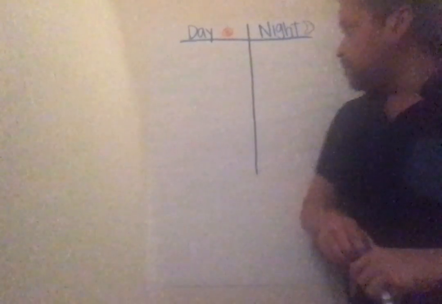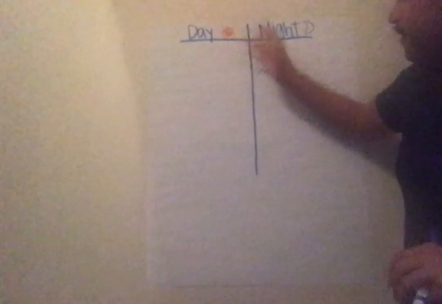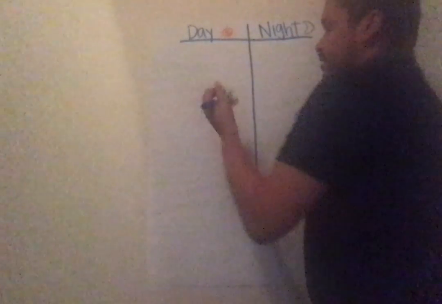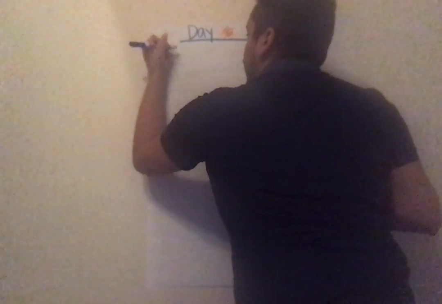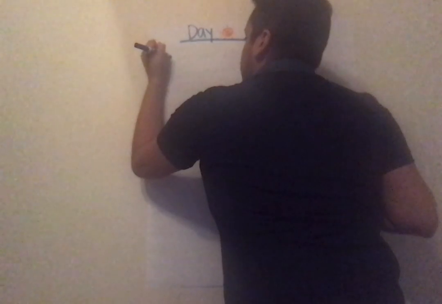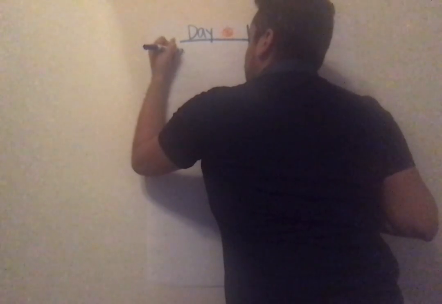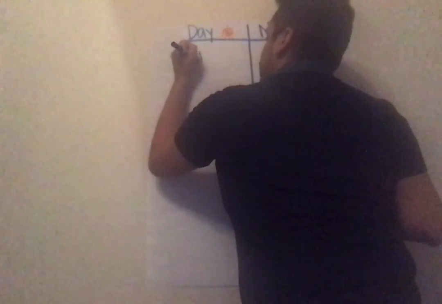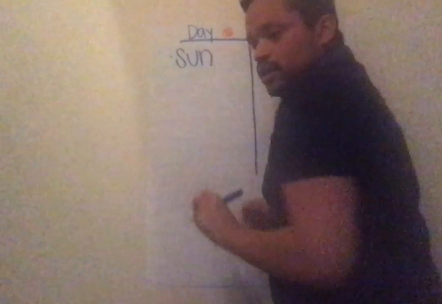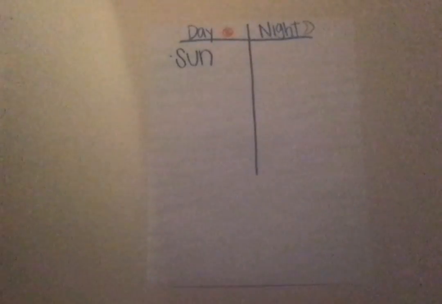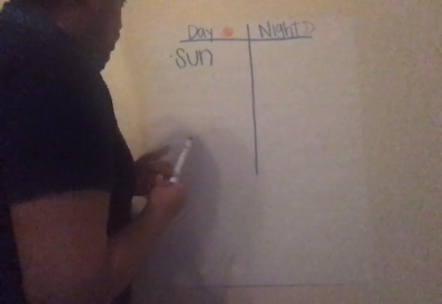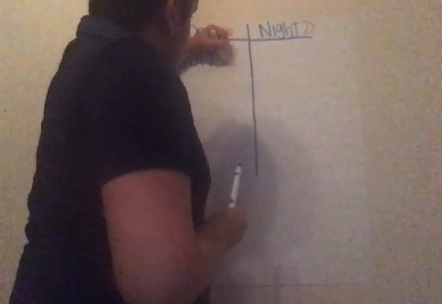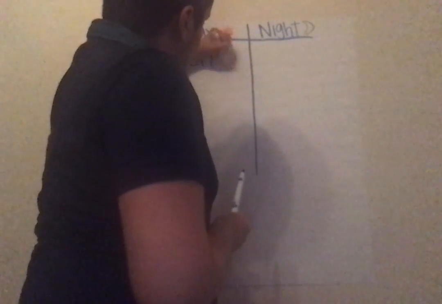I'm gonna start with the most obvious thing, which we have already written, that in the daytime the sun is out. So I'm going to write that in the daytime, there's the sun. And I'm going to draw another sun there. Super quick, draw another sun. We need our pictures. Here's the sun.